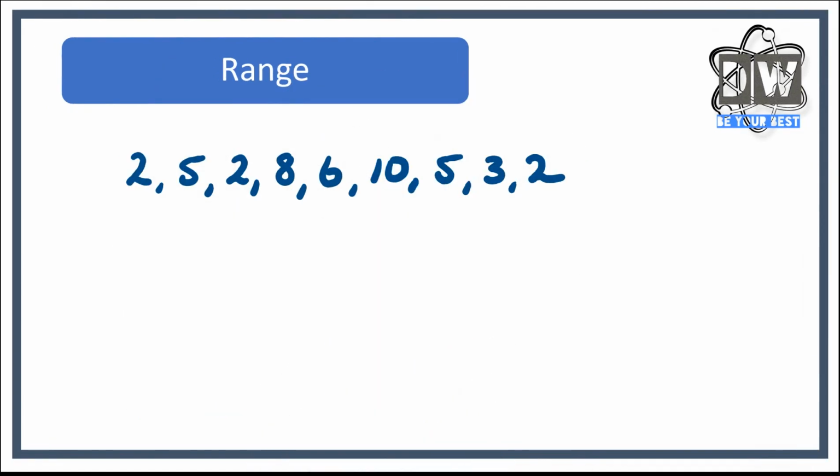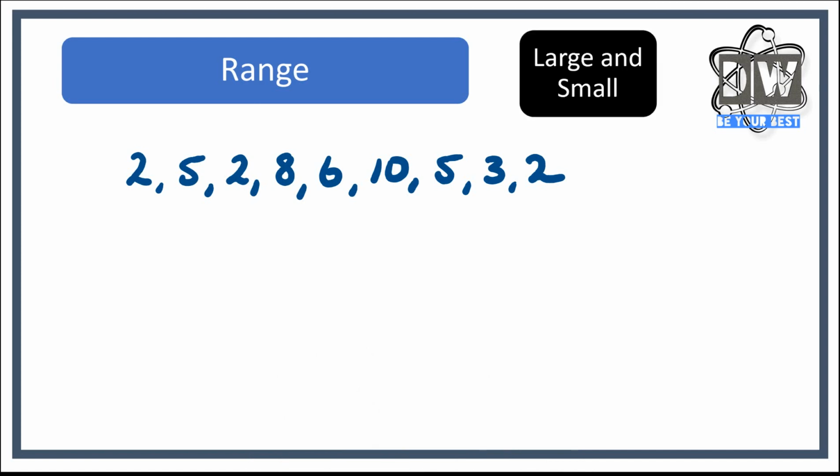The range. The range is nice and simple. You need to identify the largest number and the smallest number, and then you're going to take away the smallest number from the largest number. So 2 and 10, or 10 and 2, the largest being 10, the smallest being 2. So we've got the largest number, take away the smallest number. So let's do that now.